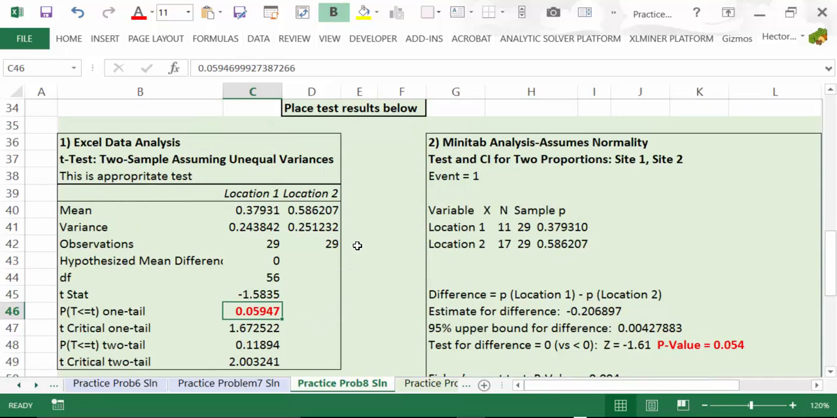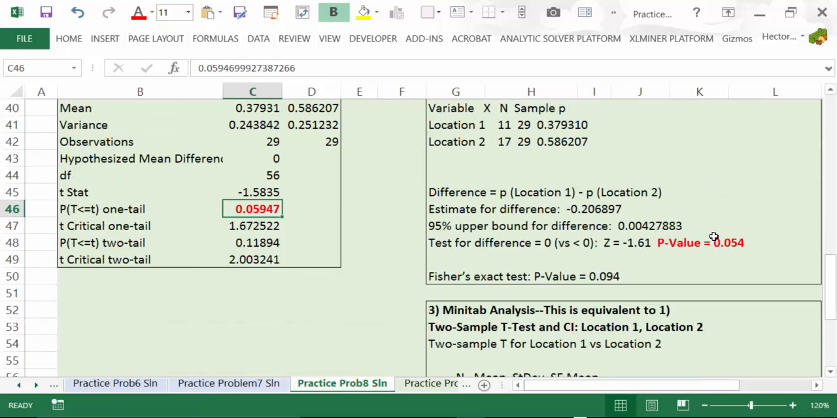Now in Minitab, there is a two proportion test that you can use. That two proportion test, though, assumes normality. Here I did not assume normality. Here we do assume normality. We're not going to find a great deal of difference, but there is a bit of a difference here, and that's why I do it in Minitab.